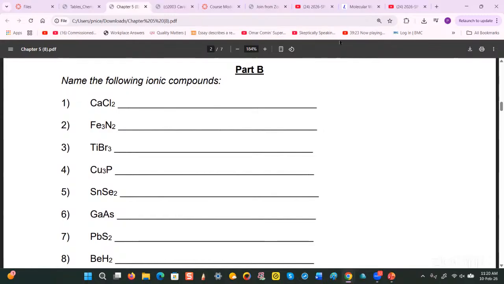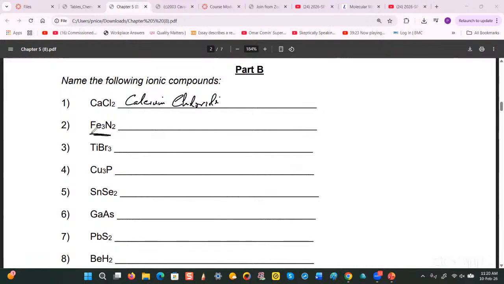What I would do is consult the tables and look up the formula for the calcium ion and see what the name is. And the name is, of course, calcium. Right? And then for the chlorine, that will be chloride. And that's it. So the name of that compound is calcium chloride. So that one is relatively easy.